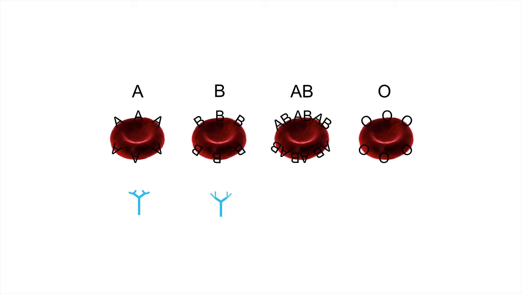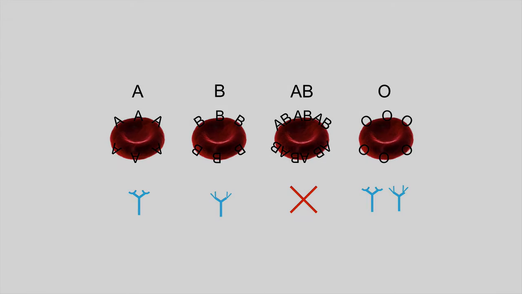What about a person with type AB blood? His body cannot produce antibodies for either antigen, or the red blood cells will be attacked. So no antibodies are made for either antigen. And lastly, a person with type O blood produces antibodies for both A and B antigens.